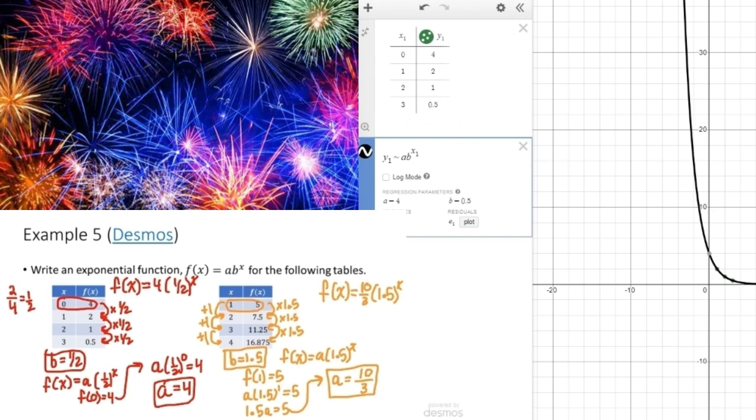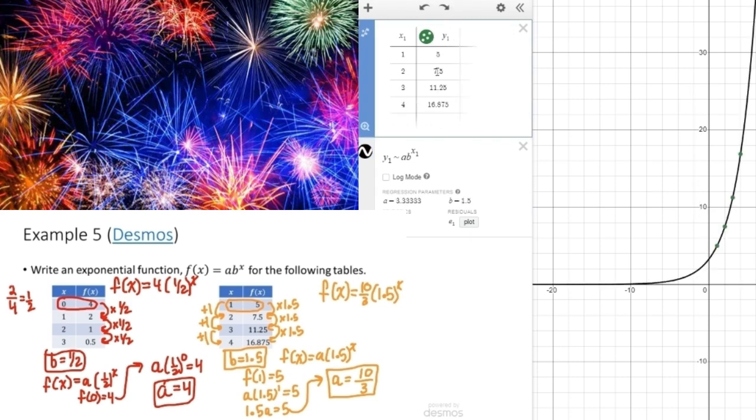Just like with the last table, we could also use Desmos to find our function. Going into Desmos, we'll change the values in our table. Now that we have our table entered into Desmos for this particular problem, we can see our a is 3.3 repeating, which is the same as 10/3, and our b is 1.5. Here's how we can find the equation for our exponential function, either using algebra or using the regression curve fitting in Desmos.